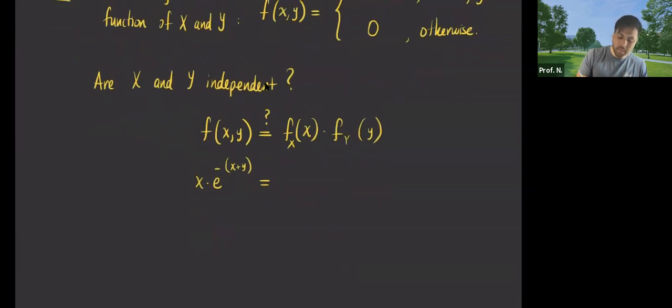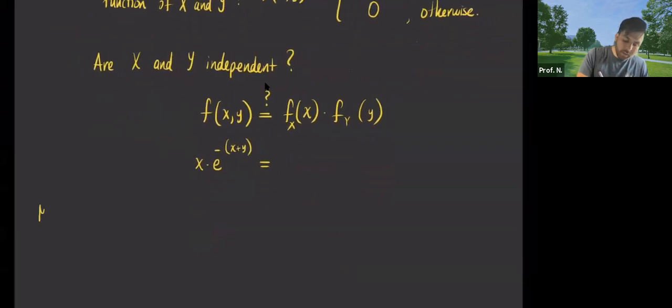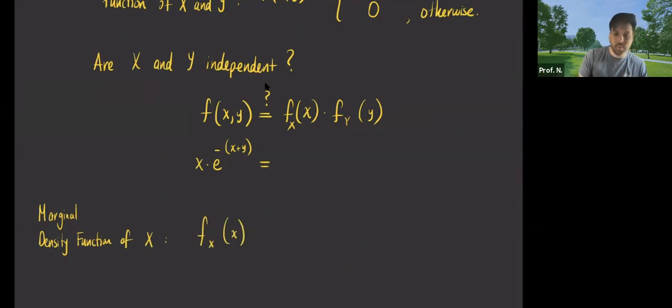Okay, so let's do this. Let's review the marginal density function. I don't necessarily want to solve for any variable. I just want to first find the marginal density function of x. So I just want to find what the density function for x would be. What would that imply? That would imply that I would do what?